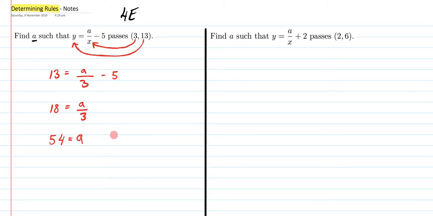Therefore, my answer will be Y equals 54 over X minus 5. And hopefully what you'll notice here is that this is a rectangular hyperbola, which will be dilated and will be translated vertically down by 5 spaces. But just this will be my final answer.